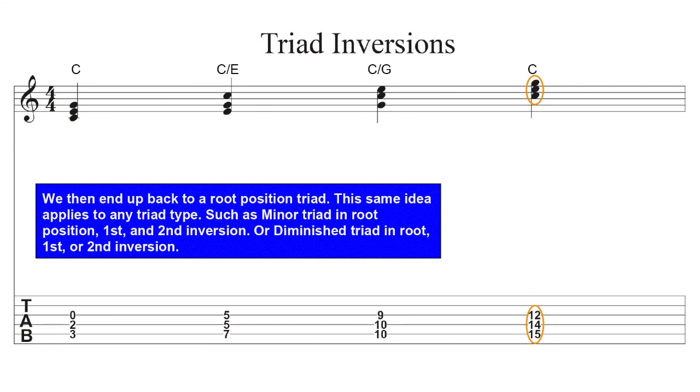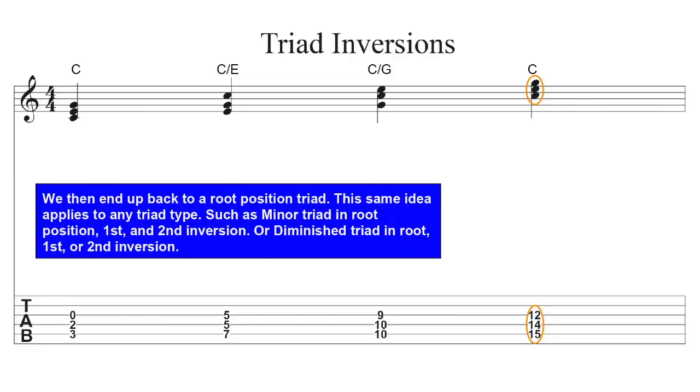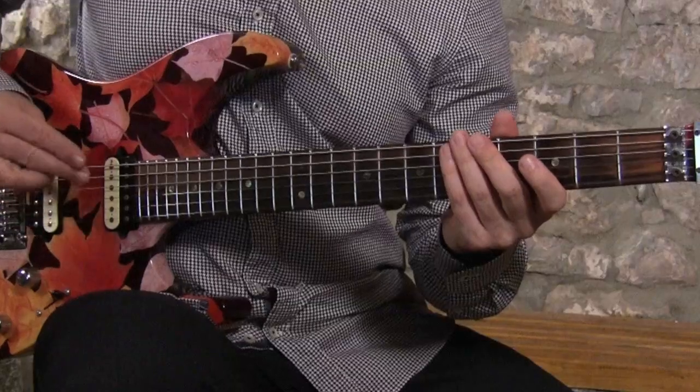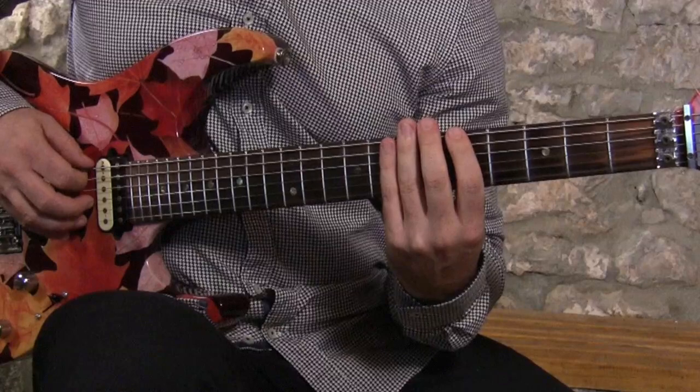And then we'd end up back on the root note, up an octave, back to the root position triad. And same deal with minor and diminished triads. If we look at A minor, that's the root position, starting from A.